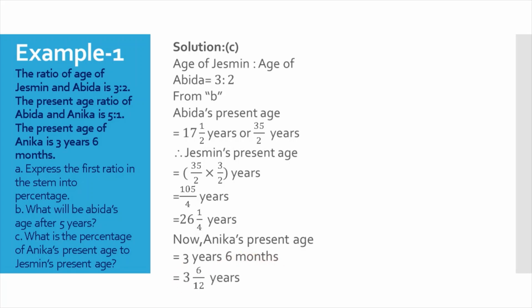If we want to convert it into years, we have to divide 6 by 12, because 1 year equals 12 months. And if we reduce 6 by 12, we get 1 divided by 2. After that, from the mixed fraction, we can find the common fraction: 3 multiplied by 2 is 6, plus 1, that is 7 divided by 2 years.